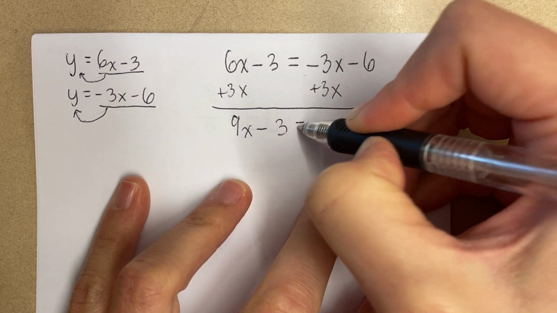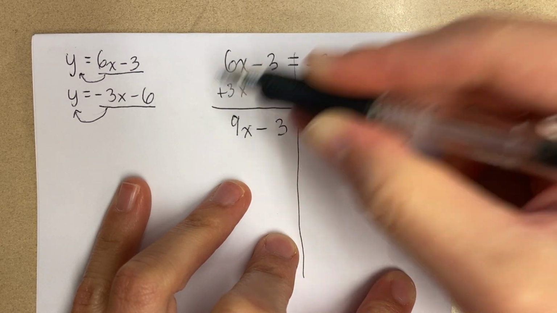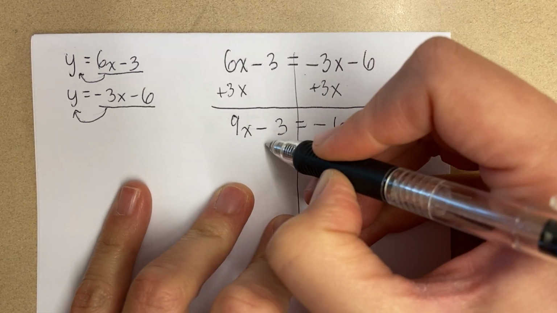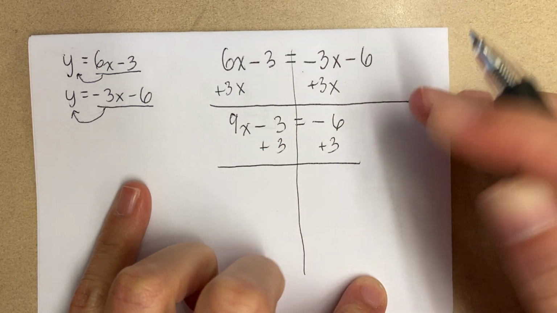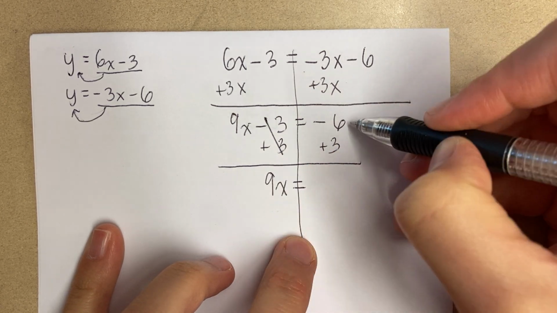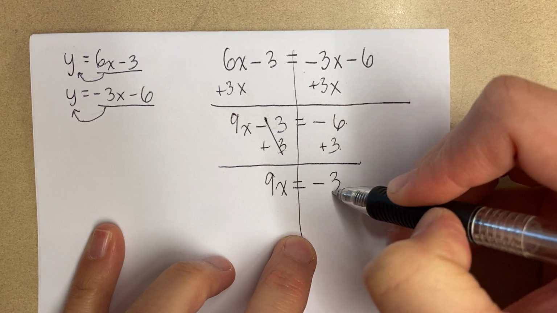First I'm getting all the x's to one side. I noticed there were x's on both sides, so the first thing I'm going to do is add 3x to both sides. Don't forget when you bring this down, this is a negative 6. Careful, because something tricky is about to happen. Negative 6 plus 3, there are more negatives than positives, so it's negative 3.